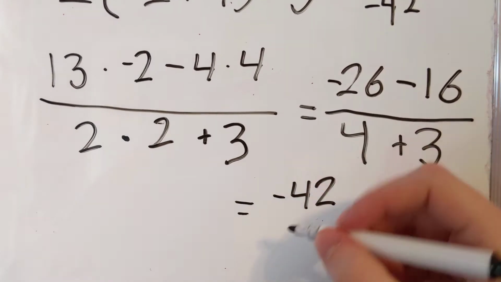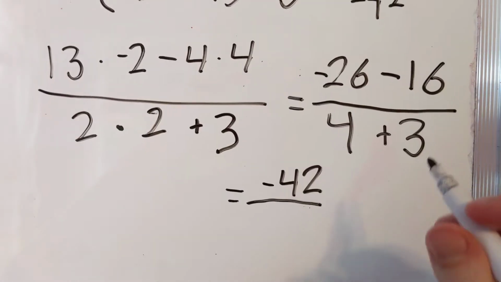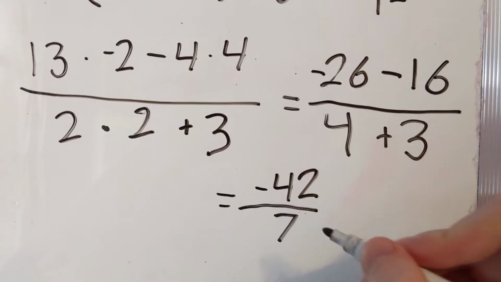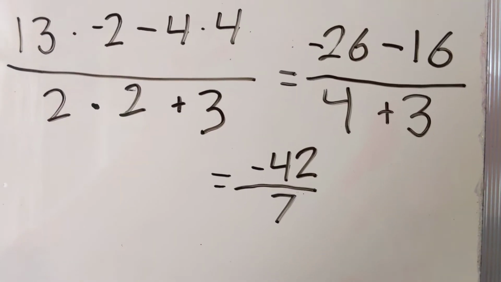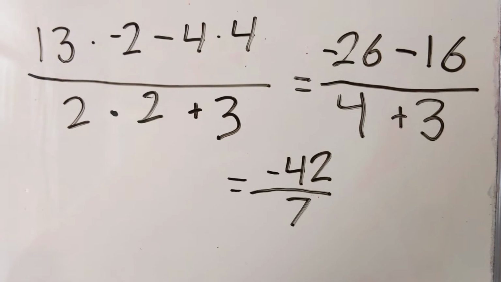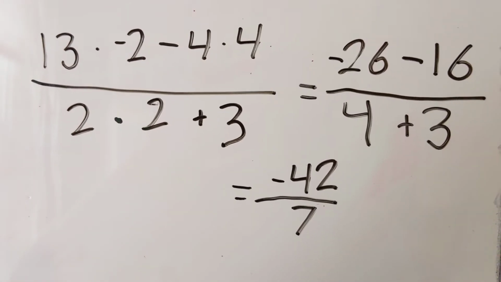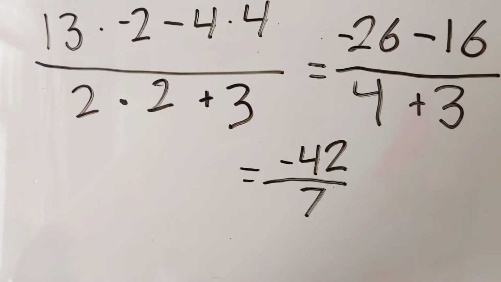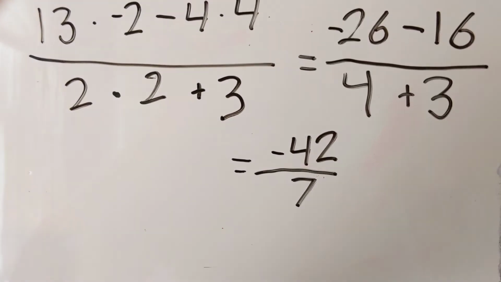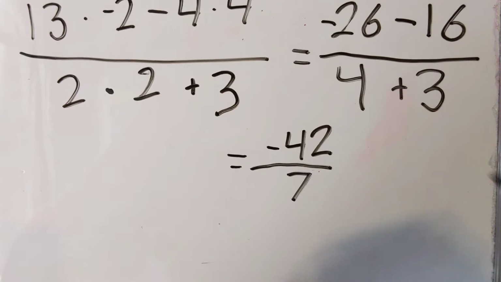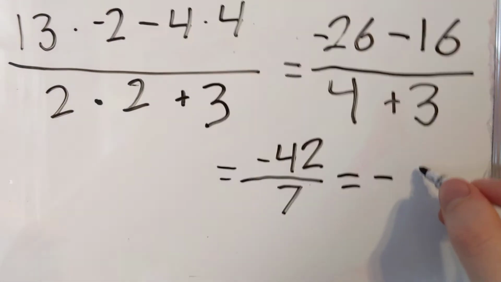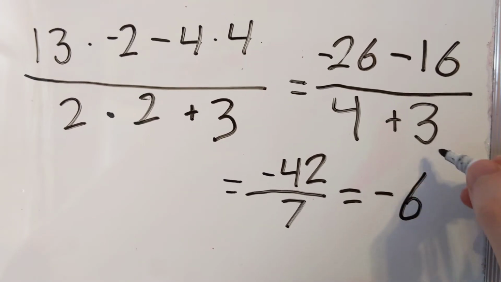So our numerator is -42 divided by 4 plus 7. That is, 4 plus 3. That is 7. So now we have -42 over 7. And now that we have our numerator simplified and our denominator simplified, we can go ahead and simplify the fraction, which is the division step that we skipped earlier. So 42 divided by 7 is 6. And so since we have one negative sign, we're going to continue having one negative sign. So the answer is -6.